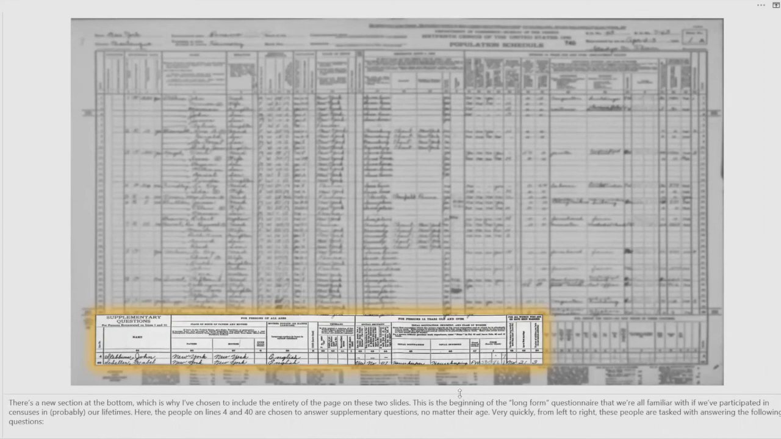So you know that when you get your census information, some of us get, well, not this last time because everybody took it online, but when you got your old census information, some of you would get a real thick envelope and it had a lot more questions than the average short form had. This is the first time that we see something like that. People on lines 4 and 40 were chosen to answer these questions, no matter their age, sex, race, religion, whatever. So very quickly, from left to right, these people are tasked with answering the following questions.